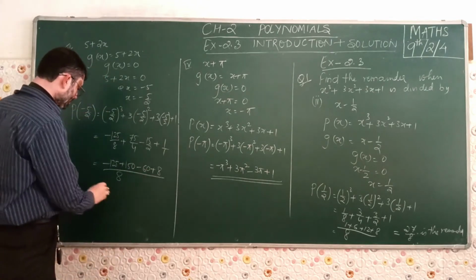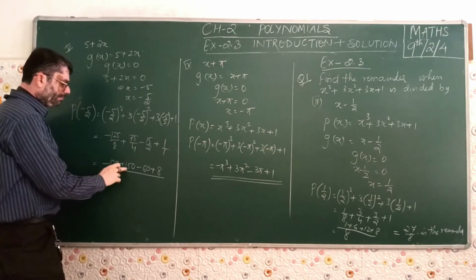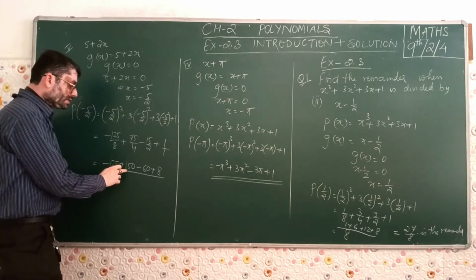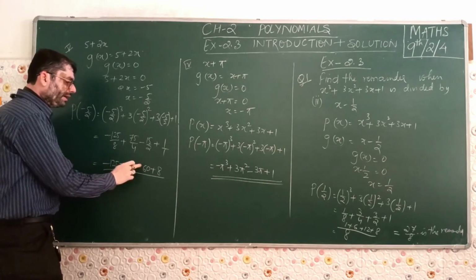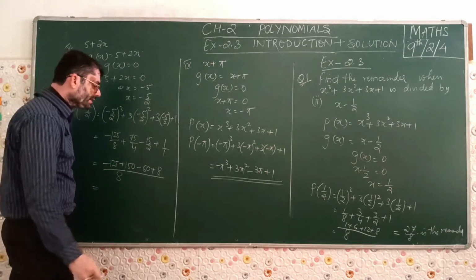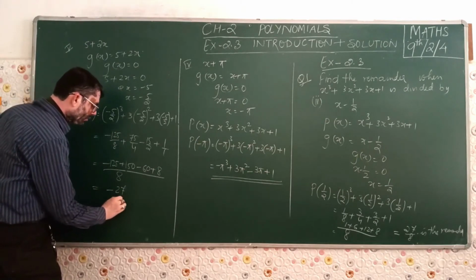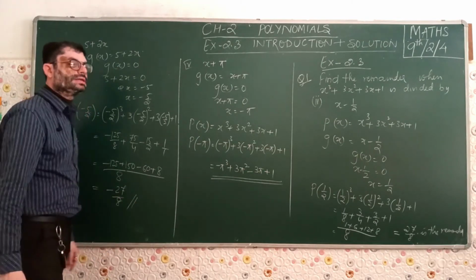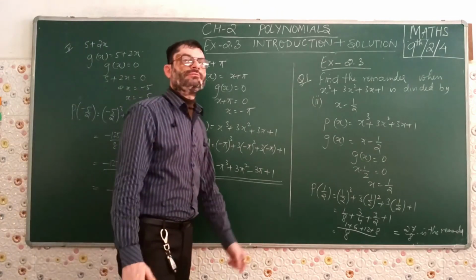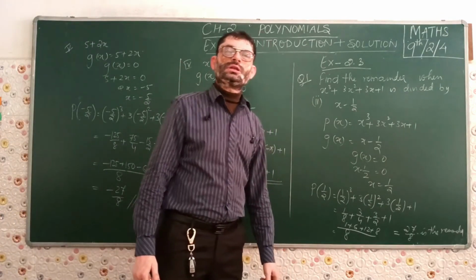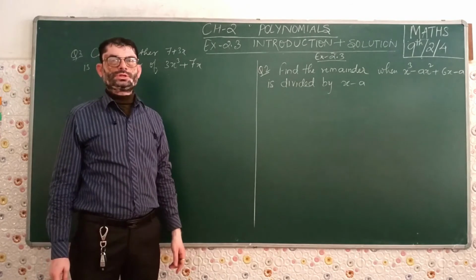So let us solve it. Minus 125 plus 150, that is 25, 25 minus 60 is minus 35 and plus 8 is minus 27. So finally we have got the remainder to be minus 27 by 8. This is how we can find the remainder in question number 1. Question number 2.